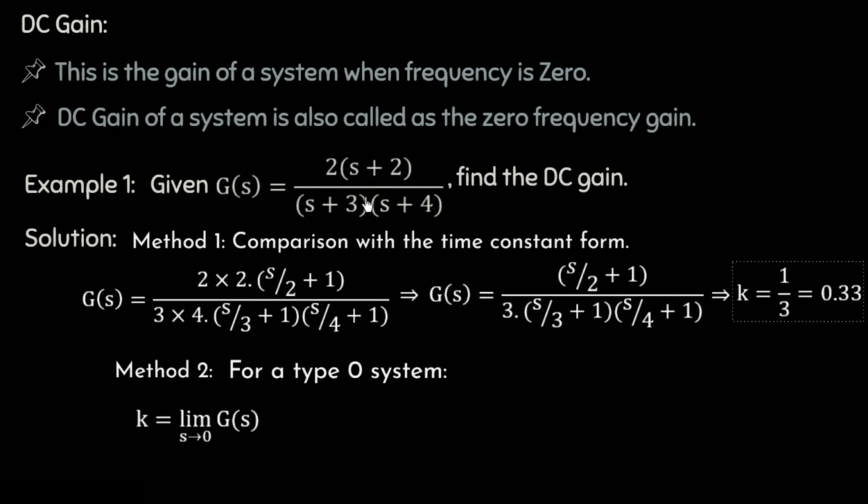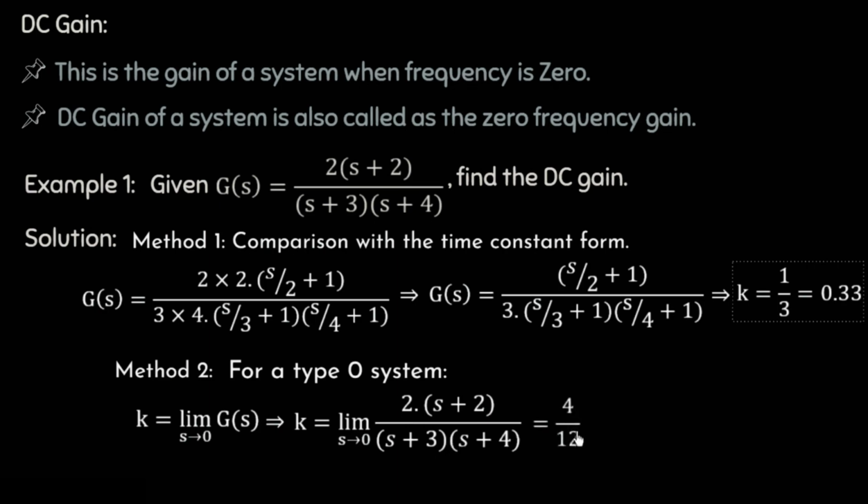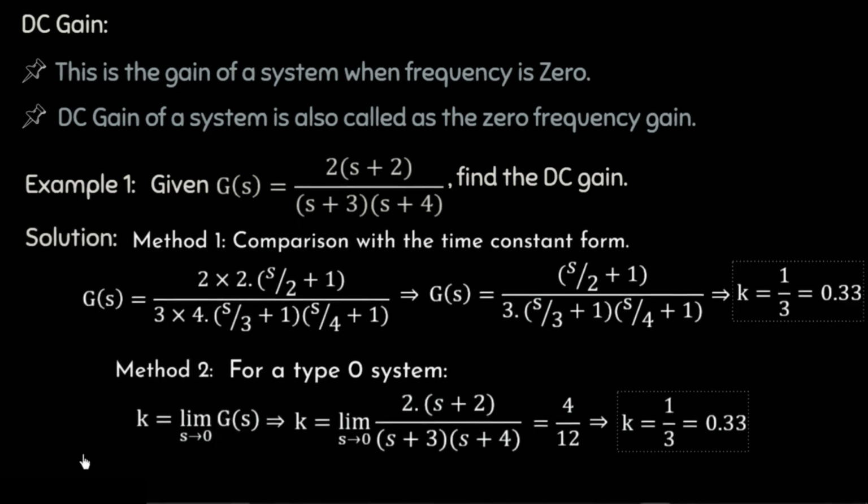So substituting the transfer function G(s) in this equation, we will have k equal to limit s tending to 0 of 2 multiplied with (s plus 2) divided by (s plus 3) multiplied with (s plus 4). Now if we substitute the limit s tending to 0 in this term, we will have 4 over 12, and hence the value of k is equal to 1 over 3, which is 0.33. But this expression k equal to limit s tending to 0 of G(s) is only valid for a type 0 system. We are given a type 0 system because there is no pole at the origin, and hence we can apply this formula.